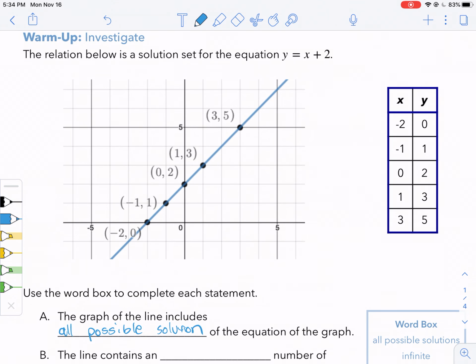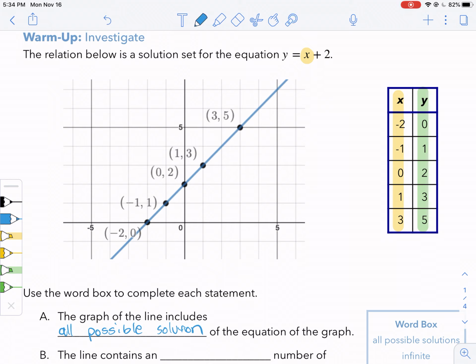So we see right here that there are 5 points that all fit on this line. These 5 points, these 5 pairs are all solutions of this equation, where each of these x values, when you plug them in for x, you get each of these y values out. And that's where each of these points come in.